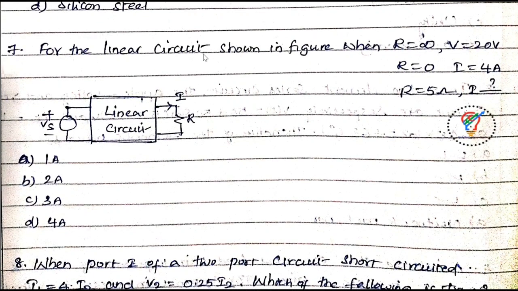Now a simple network for the linear circuit shown in the figure. When R is equal to infinity, V is equal to 20 volts; R is equal to 0, I is equal to 4 amps; R is equal to 5, I is equal to dash. I'll leave a question mark for you. Try to solve it and tell me the answer in the comment box. The answer I will tell you later.